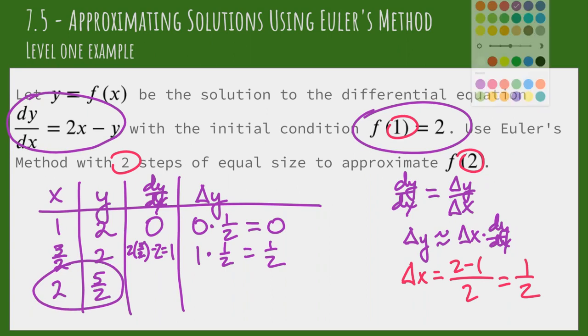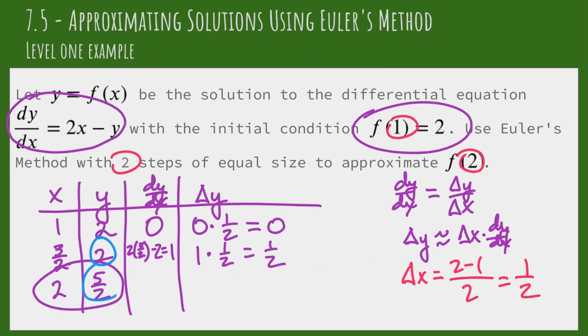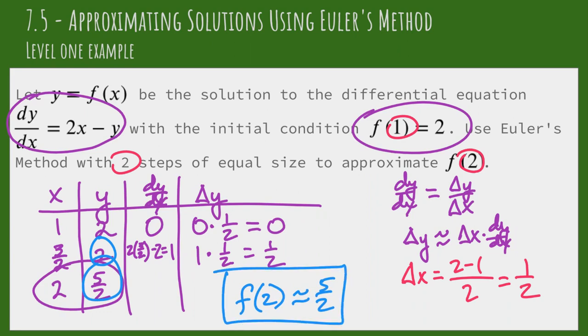One important thing to keep in mind is that the y values that we're getting right here from delta y in this column are going to be approximations. Those are essentially linear approximations. So that tells us that when x is 2, y is going to be approximately 5/2 or 2.5, however you want to write that.